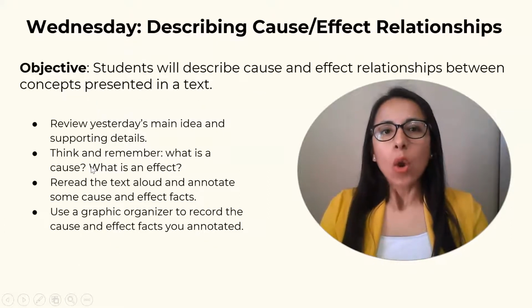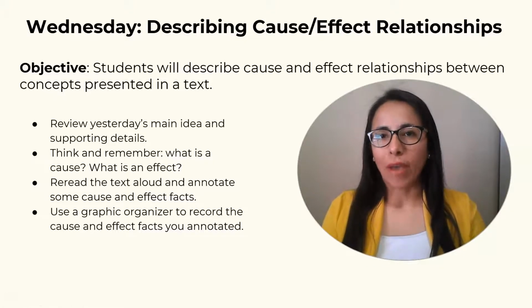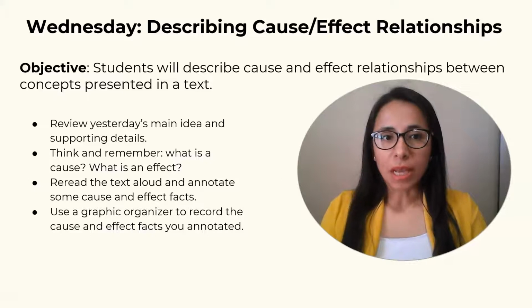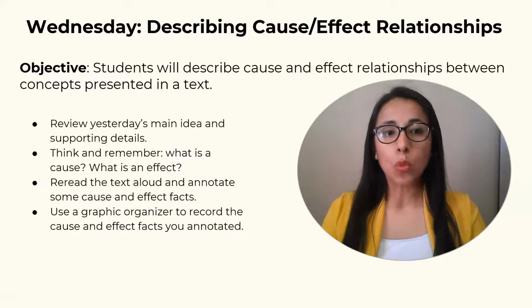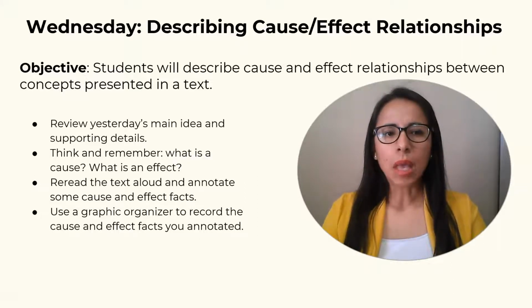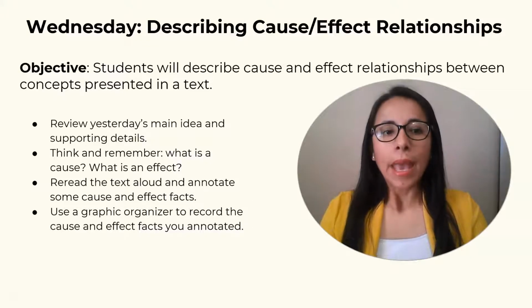So today, we're going to describe cause and effect relationships. Our objective for today is students will describe cause and effect relationships between concepts presented in a text. So we're going to do 4 main tasks. You're going to review yesterday's main idea and supporting details. You will think and remember what is a cause, what is an effect. You will reread the text aloud and annotate some cause and effect facts. And you will use a graphic organizer to record the cause and effect facts you annotated.